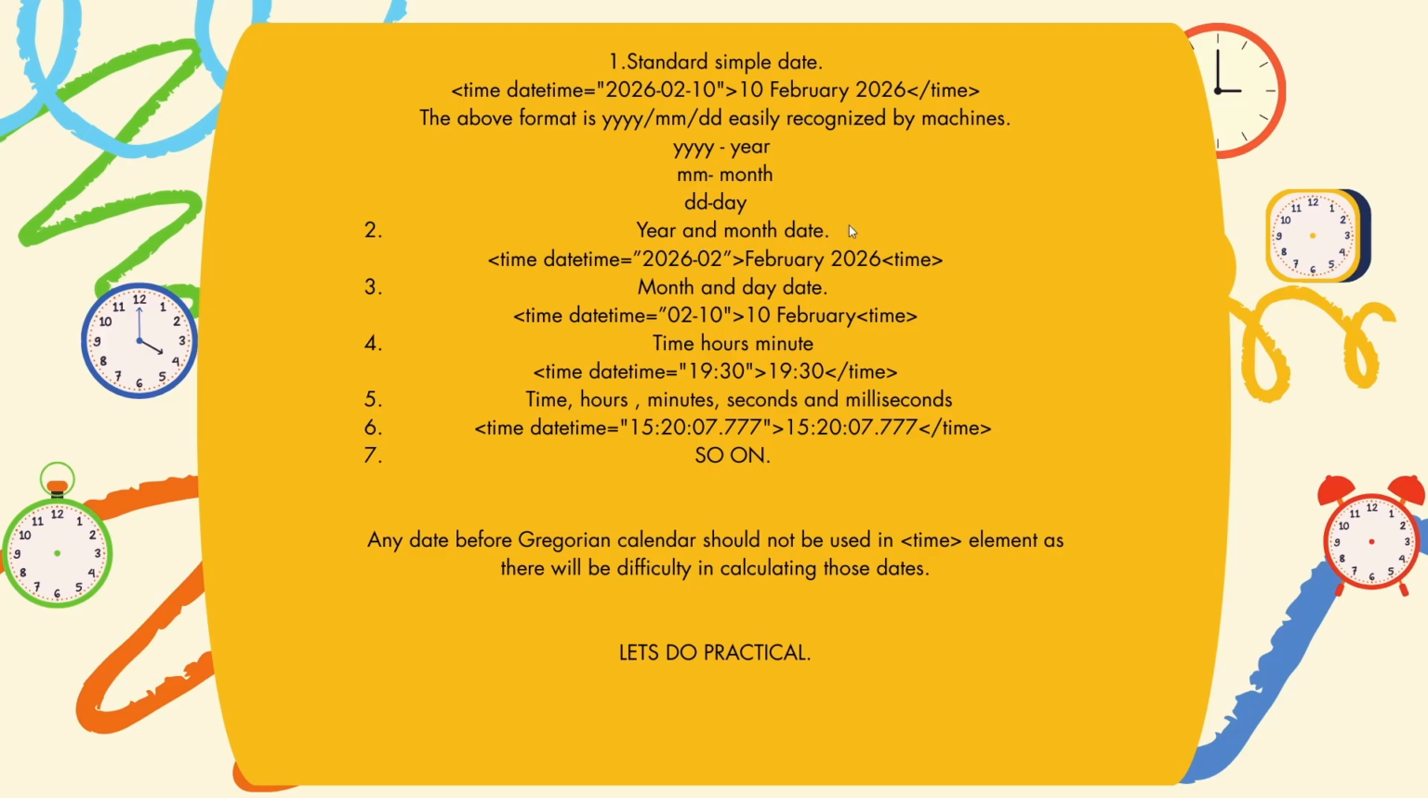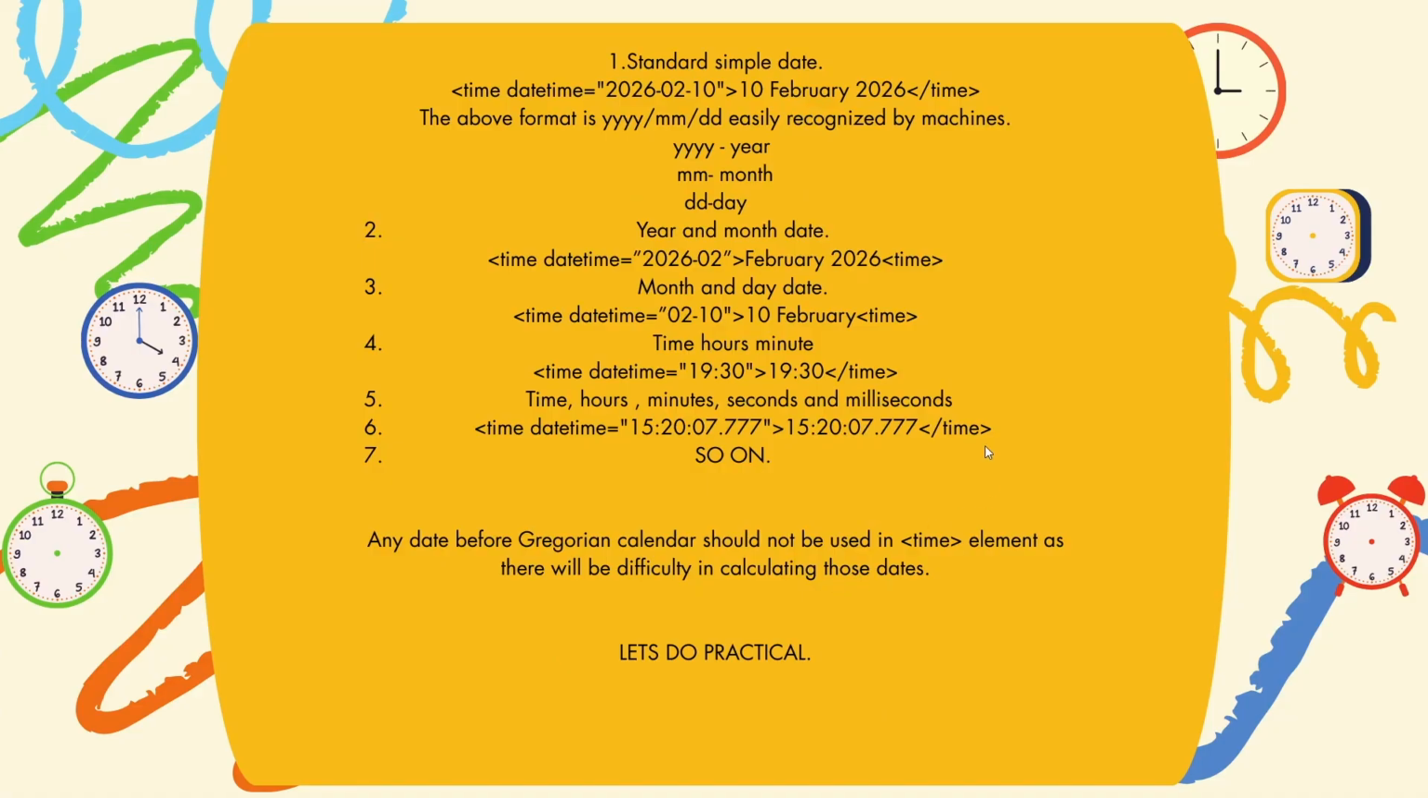Year and month date. Now in this example we will check the year and month date. The time tag is there, datetime is equal to 2026-02 and the content is February 2026. Third one is month and day date, we will write it and the content will be the same, and so on. Any date before the Gregorian calendar should not be used in the time element, as there will be difficulty in calculating those dates.